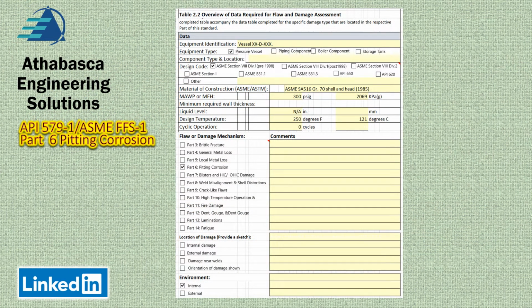Now, the API standard recommends that one always goes back to table 2.2 or a variation of it. And this is where we double check everything and make sure we've got all the conditions before we begin the analysis. We know it's a pressure vessel. We know it's a pre-1998 study, so the allowables are lower. Like the working pressure, we know that. We know the materials of construction. We know the temperatures. We know there's no cycling. And we take a look down the list, and our dominant damage is part six, pitting corrosion.